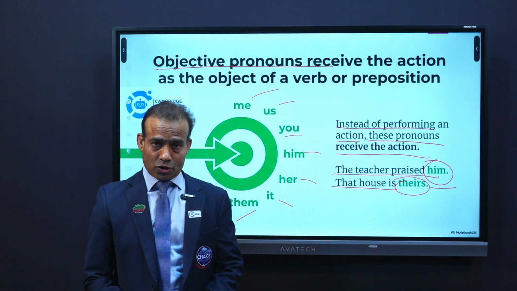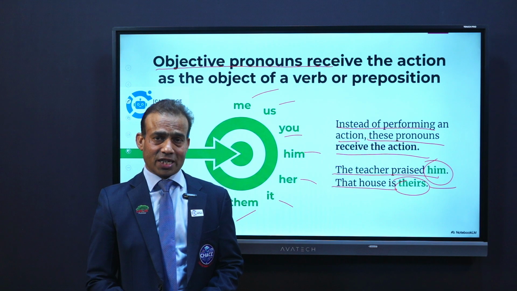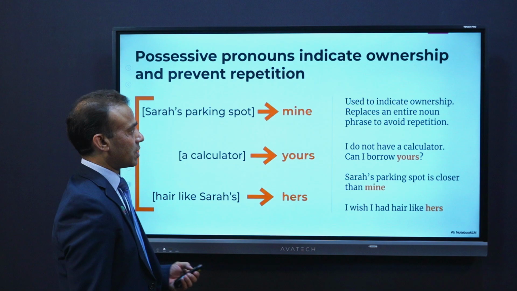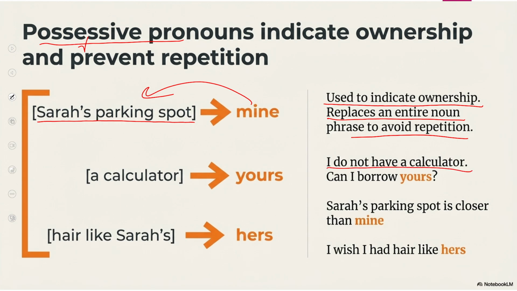So, I hope, students, you have learned the proper functioning of two cases of pronouns, that is subjective pronoun and objective pronoun. Let's move to the next. Possessive pronouns. Possessive is showing that this is the ownership, right? Look at this. Possessive pronouns are used to indicate ownership and replace an entire noun phrase to avoid repetition. This is the noun phrase, and "mine" takes the place of the whole noun phrase. I do not have a calculator. This is a proper sentence. Can I borrow yours? "Yours" can take the place of this phrase as well.